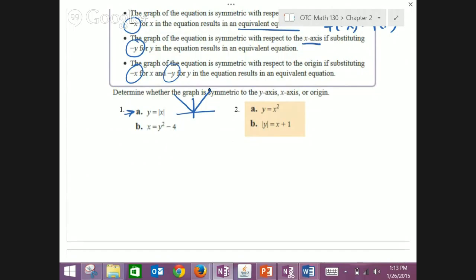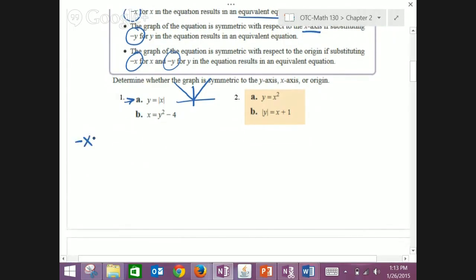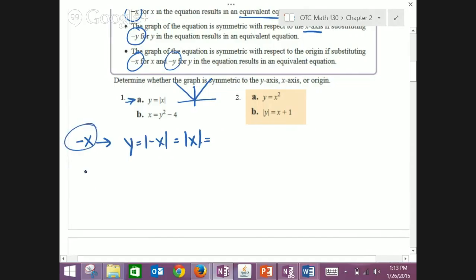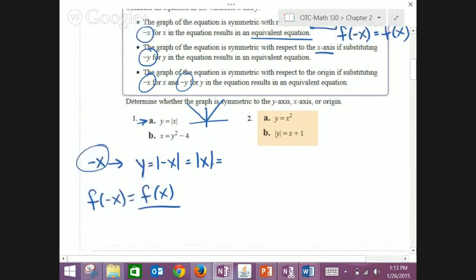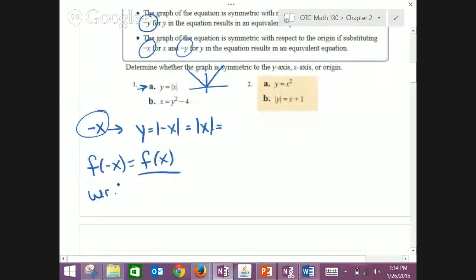Yeah, so we can visually see that with a graph, but we can also see that if I plug in minus x, I have y equals absolute value of minus x, and that gives me absolute value of x. Absolute value of minus x is the same thing as the absolute value of x, which is what I originally started with, right? So I get f of minus x equals f of x, the original function I plugged in. That tells me it's symmetric with respect to the y-axis. So that's part A. What about B?